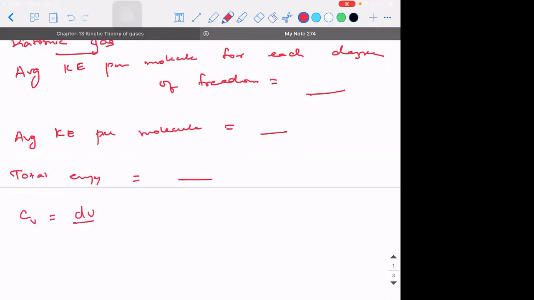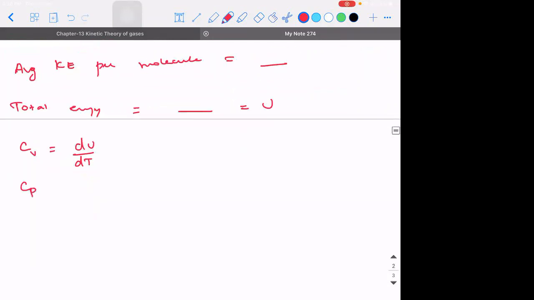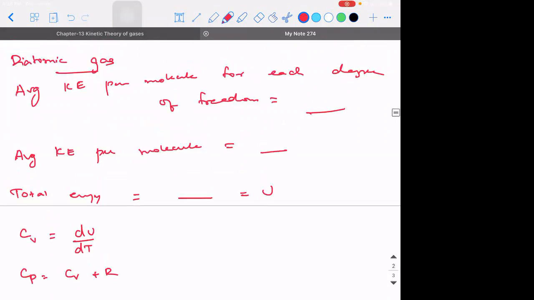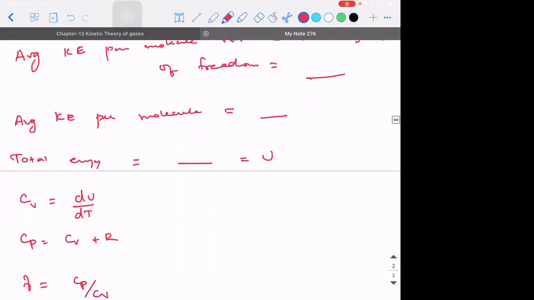Cv is equal to du by dt. This is what is u. Cp is equal to Cv plus R. Gamma is equal to Cp by Cv. These are the 6 steps now. I've just given you the steps for derivation.